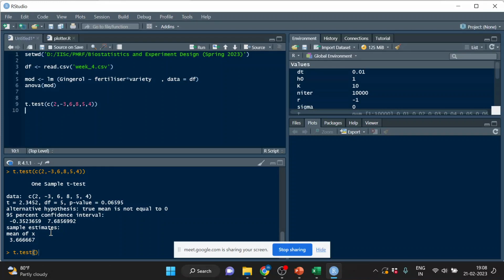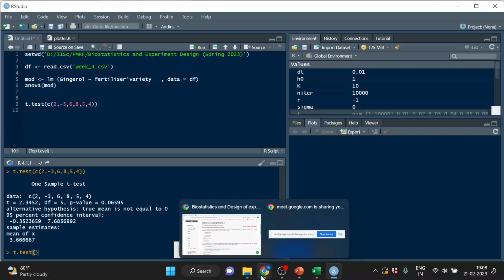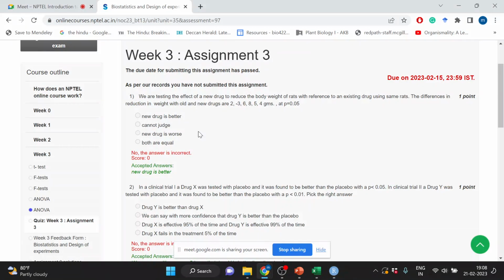So that's the answer. I think you should write to the course coordinator if you think your marks are wrong, since both are equal. This has to be done with a one sample t test with difference. One sample t test.